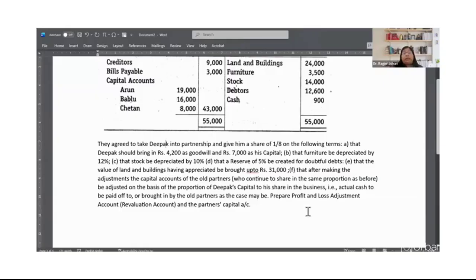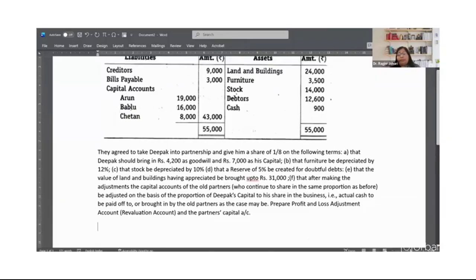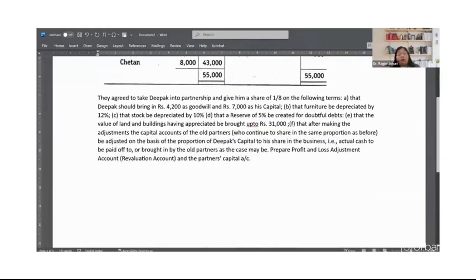Next, after making an adjustment, the capital accounts of old partners who continue to share in the same proportion as before be adjusted on the basis of proportion of Deepak's capital to his share in the business. Actual cash to be paid off to or brought in by the old partners as the case may be. Profit and loss adjustment account or revaluation account and partners capital account needs to be prepared. Okay, so let us start with making the P&L adjustment account or revaluation account.